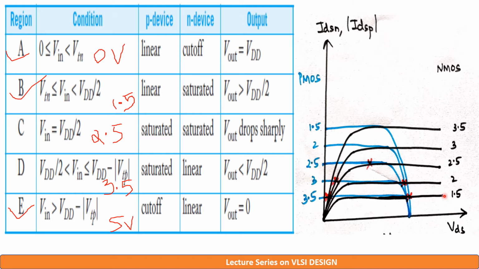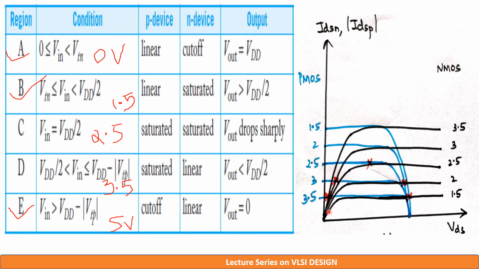So at 1.5, this characteristic is for NMOS, and this blue 1.5 is for PMOS. So both N and P intersect at this point. If you observe N and P characteristics at this intersection point, N has a straight line, whereas P has a linearly increasing curve. So it means P operates in linear region, and since N has a flat line, this region of operation will be saturation.